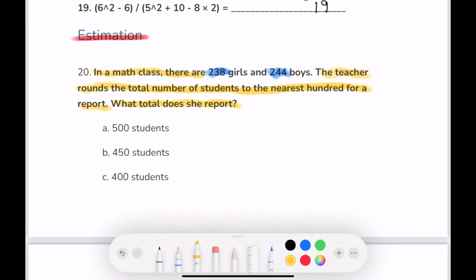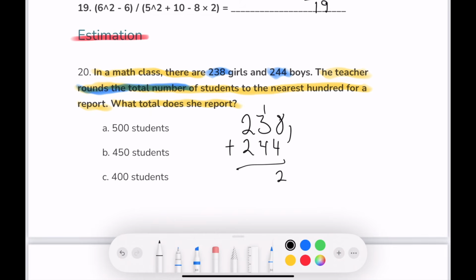What's really important here also is to recognize that the teacher rounds the total number. So the teacher found a total number. So what we need to first do is find the total number too. 238 plus 244. 8 and 4 is 12. 3 and 4, add 1 is 8. 2 and 2 is 4.